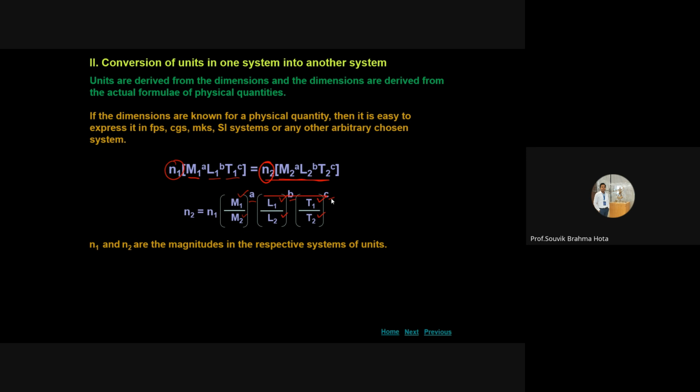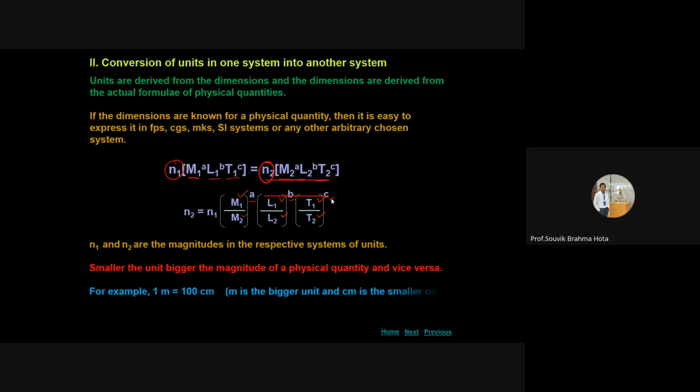Now N1, N2 are the magnitudes in the respective systems of units. Smaller the unit, bigger the magnitude of the physical quantity, and vice versa. For example, 1 meter is 100 centimeter. Meter is the bigger unit, centimeter is the smaller unit. So here, these are the n values. Suppose this is your n2 and this is your n1.